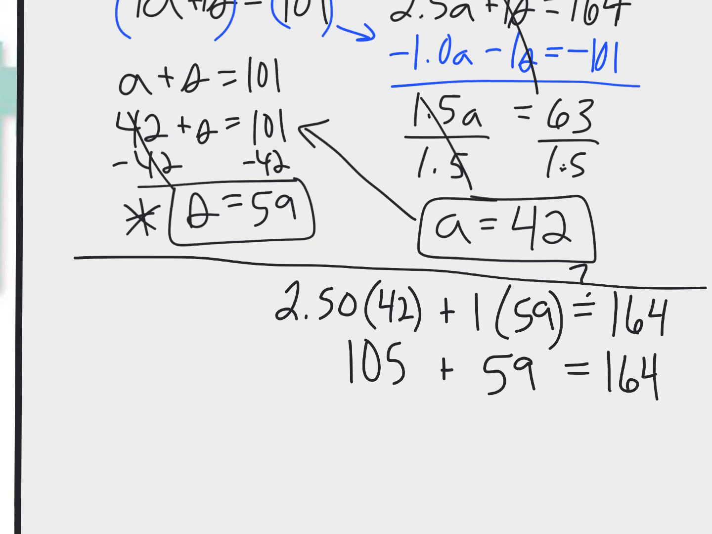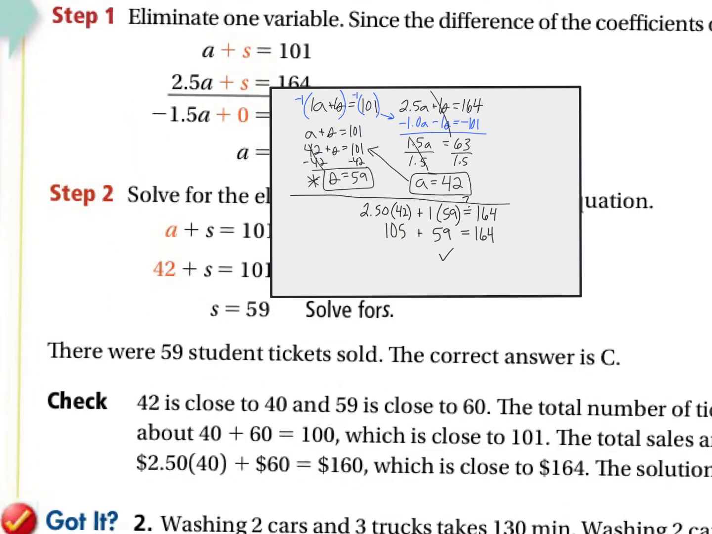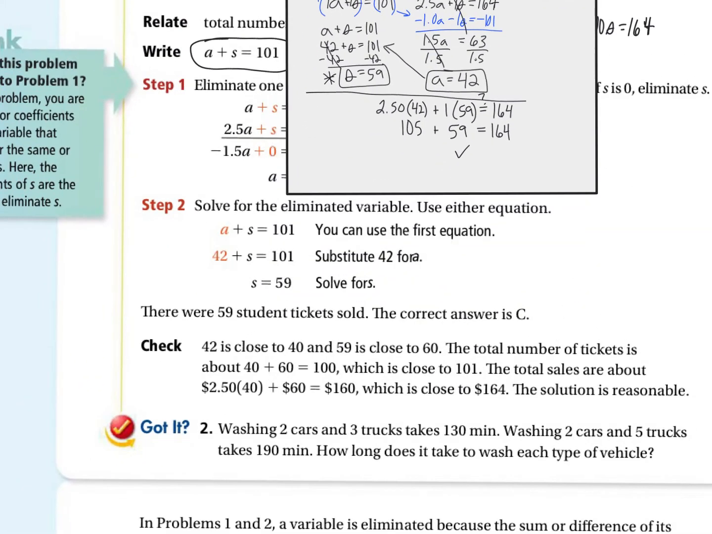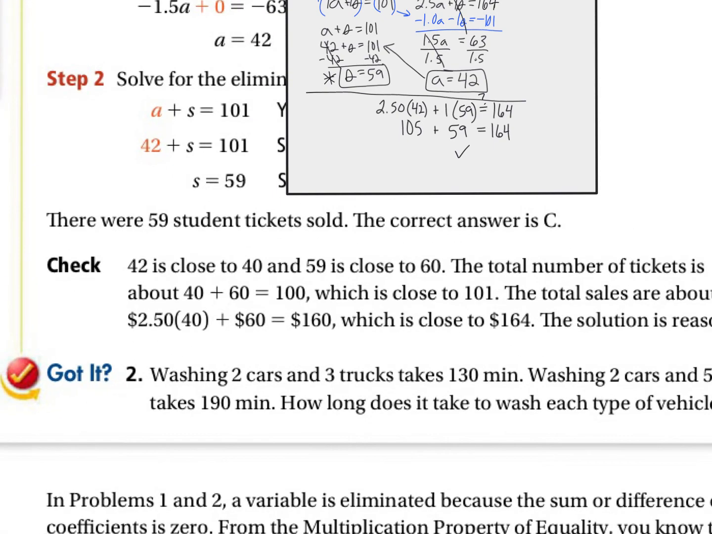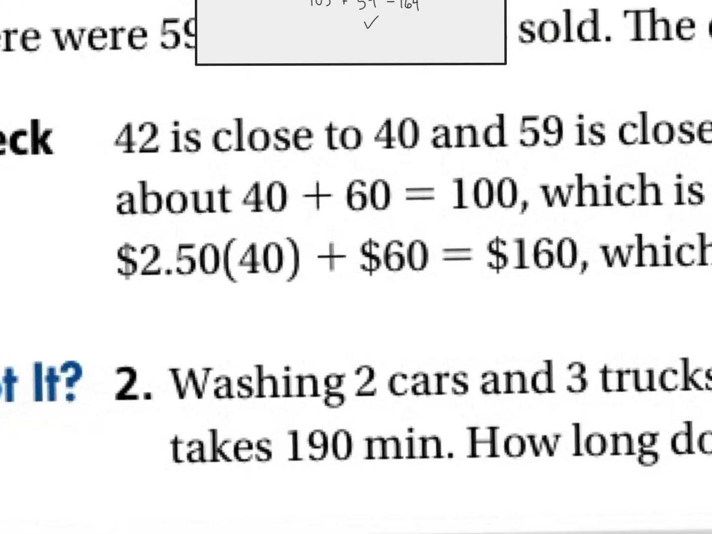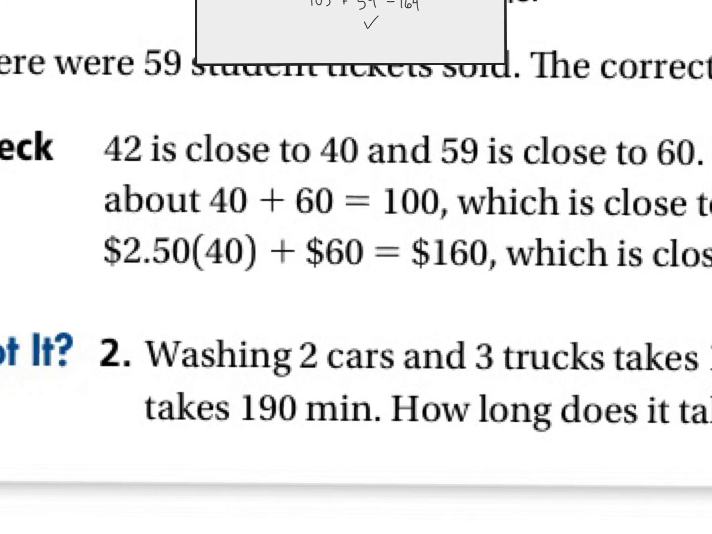to make that equal to 164. The book talks about, and this is not a bad strategy otherwise, especially if you didn't have quite as much time, they just did an estimate. They said, well, it's about 40 of these and about 60 of these. And so if you did $2.50 times 40, that would be 100. And then plus $60 for the student tickets is 160. And that's really close to 164, so it should be good.